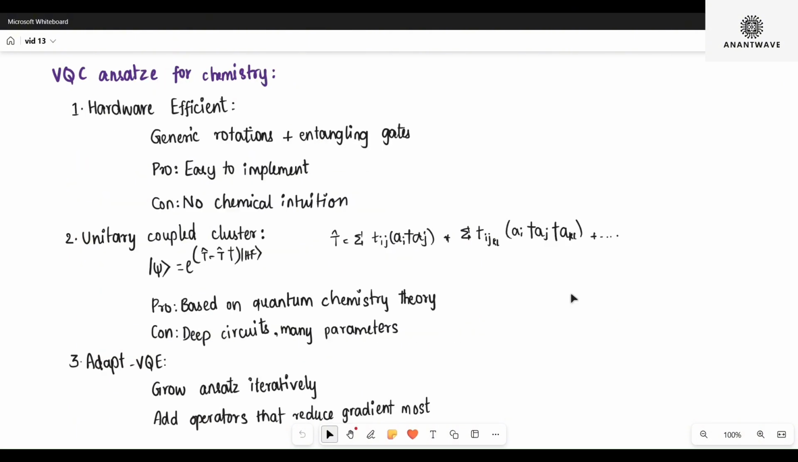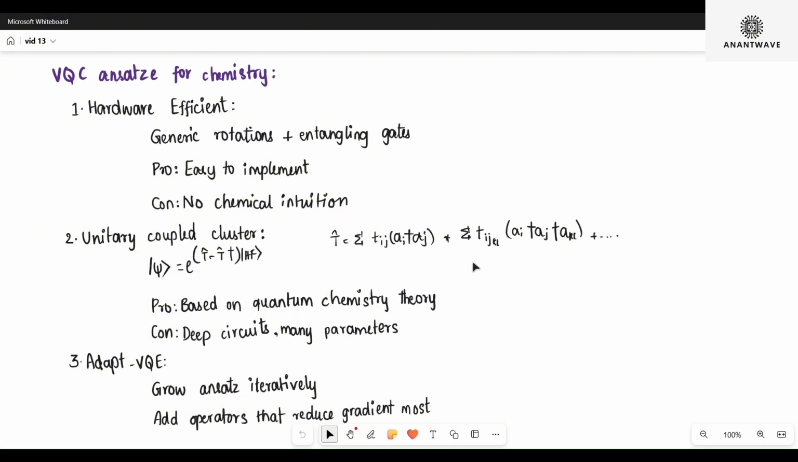Let's now explore different ansatz used in quantum chemistry simulations. These are basically different ways of preparing the quantum state that approximates the ground state of the molecule. The hardware efficient ansatz is the general approach. It uses layers of rotation gates followed by entangling gates. It is not built with any specific chemistry in mind, it's more like a general purpose circuit. The advantage is it's very easy to implement on current quantum hardware. But the drawback is it doesn't capture chemical structure or intuition. So while it's simple, it might not be the most efficient for chemistry problems.